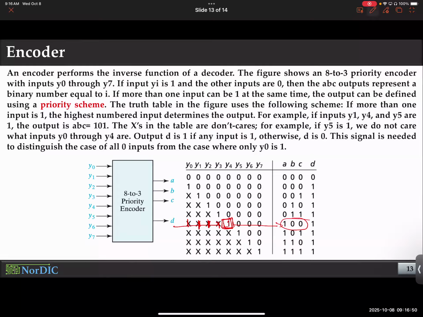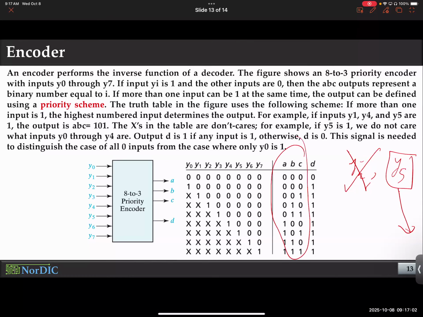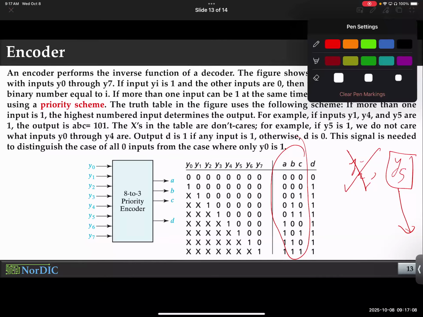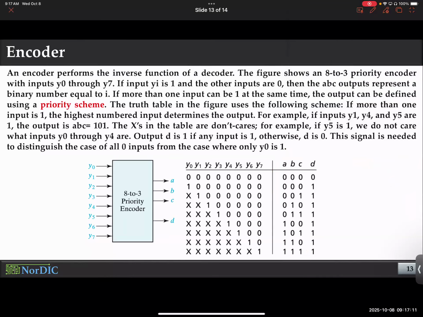So what if there is a situation where y2 is 1 and y5 is 1? Who do you look at? Do you look at y2? No, you just look at y5 and you create an output combination that represents 5. That's all, y5. Are we all on the same page? That is the only difference to keep in mind. You have to incorporate priority logic to make sure that you can handle multiple inputs being simultaneously 1.